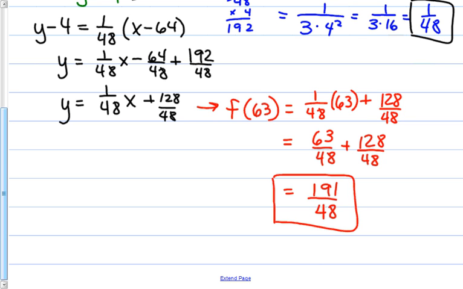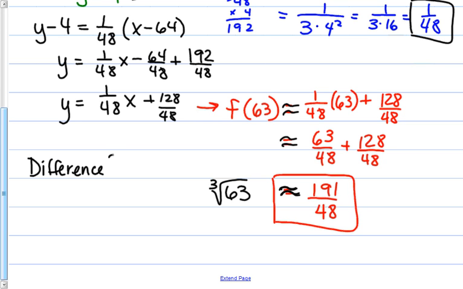Okay, so what they wanted me to do was to approximate how much less than 4 is the cubed root of 63. So this right here is my approximation, right? This is my approximation for the cubed root of 63. The cubed root of 63 is approximately 191 over 48. So what I'm supposed to be doing is finding the difference. How much less?